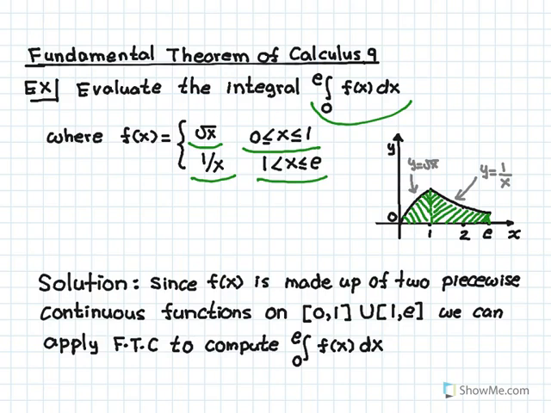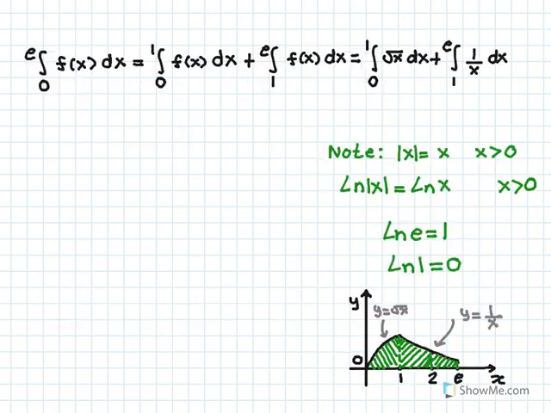So since the function f(x) is made up of two piecewise continuous functions on the closed intervals 0 to 1, union 1 to e, we can apply the fundamental theorem of calculus to compute the integral from 0 to e of f(x) dx. So we're going to split up the integral from 0 to e of f(x) dx as the sum of two separate integrals: the integral from 0 to 1 of f(x) dx and the integral from 1 to e of f(x) dx. But the function f(x) is equal to root x on the interval from 0 to 1, and the function f(x) is 1 over x on the interval 1 to e.